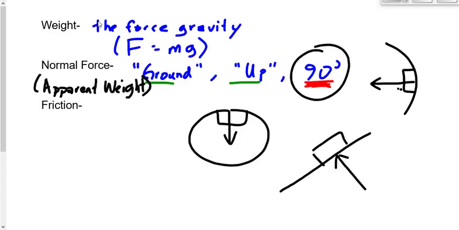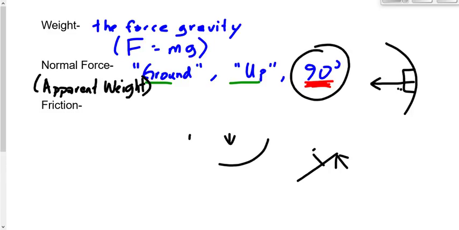So weight is how heavy you really are, in newtons because it's a force. Normal force is how heavy you feel, in newtons because it's a force. Friction, on the other hand, and we'll spend quite a bit more time talking about friction today, but generally we would say friction is a resistive force. It resists motion. It doesn't mean that it slows something down.